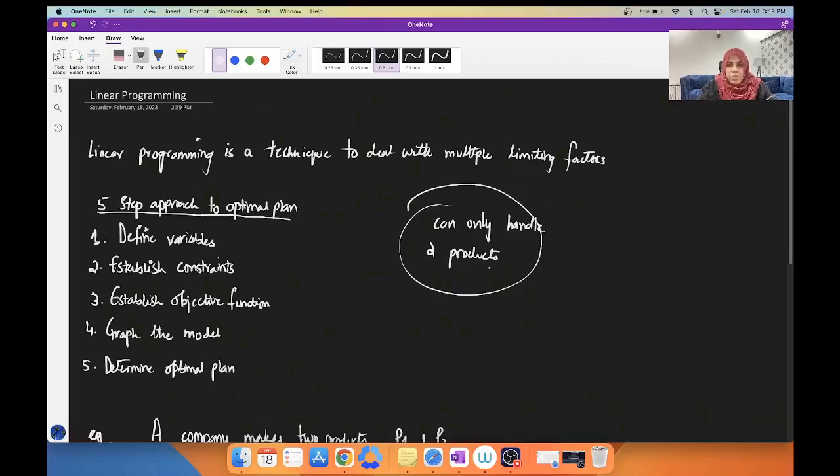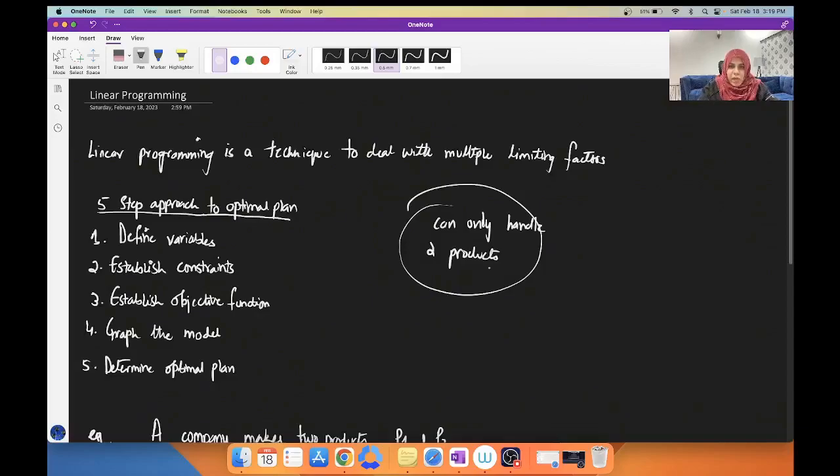Now, what is the five-step approach to optimal plan? You might have seen up till now that in ABC also we did the five-step approach. In throughput accounting also we have done the five-step approach. Now in linear programming also we are doing the five-step approach. Why are we doing this? So that your life becomes easier, so that you know that okay, these are the steps that I need to follow. You just need to learn those steps.